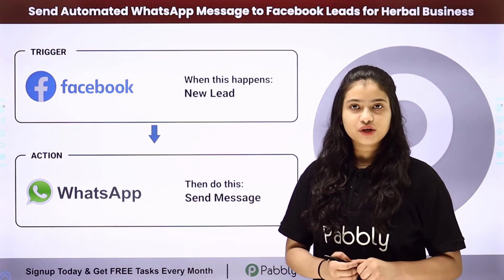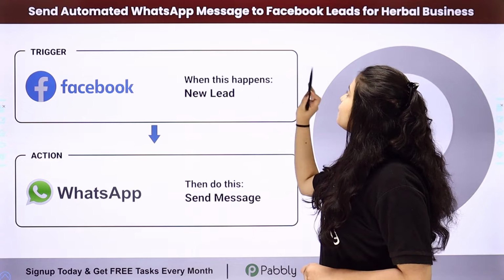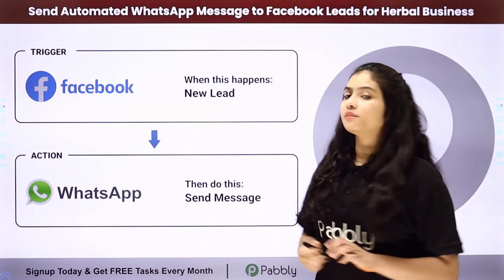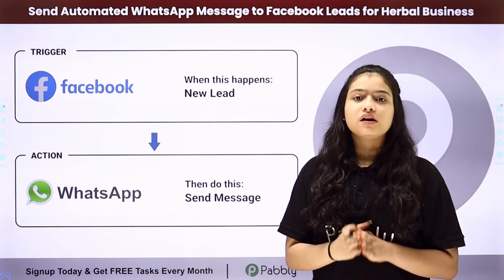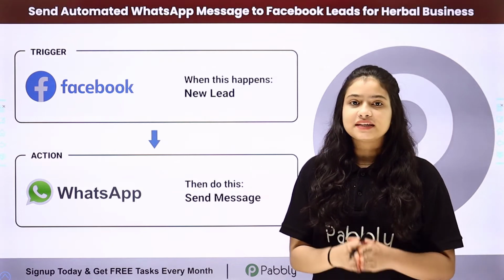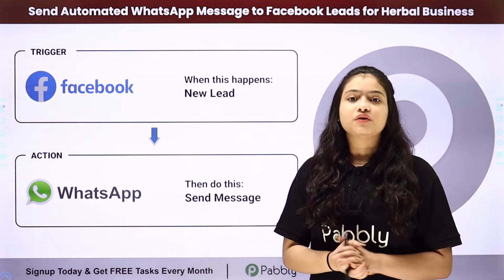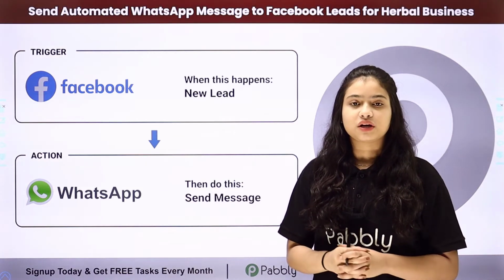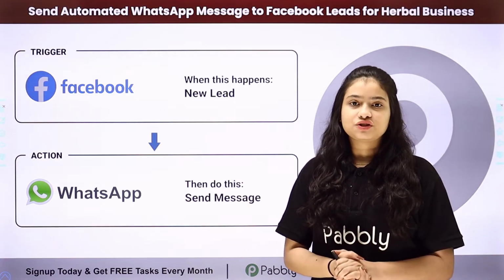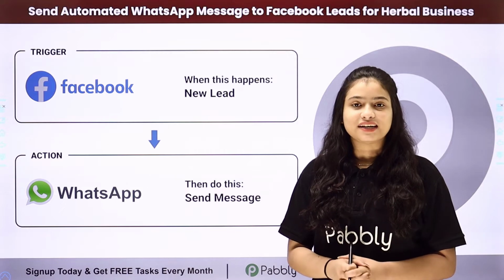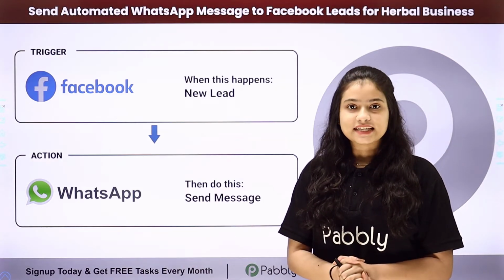In this video, we are going to learn how to send automated WhatsApp messages to Facebook leads for a Herbal business. Suppose I have a Herbal store and to promote my business, I am running an ad campaign on my Facebook page. And now I want that whenever a new lead is generated through Facebook lead ads, a WhatsApp message should automatically be sent to that same lead by using Vati. So how are we going to automate this entire process?